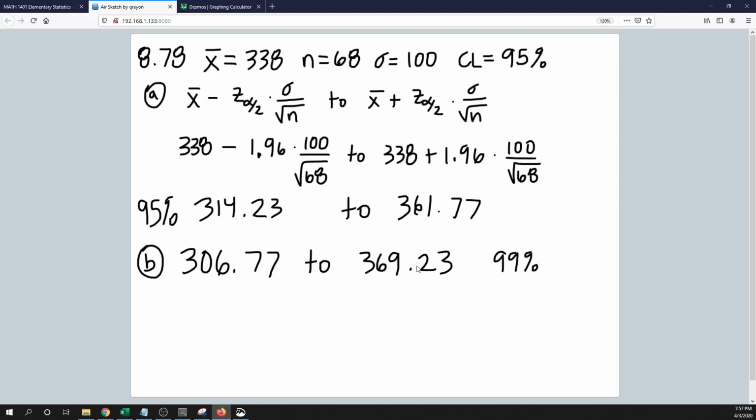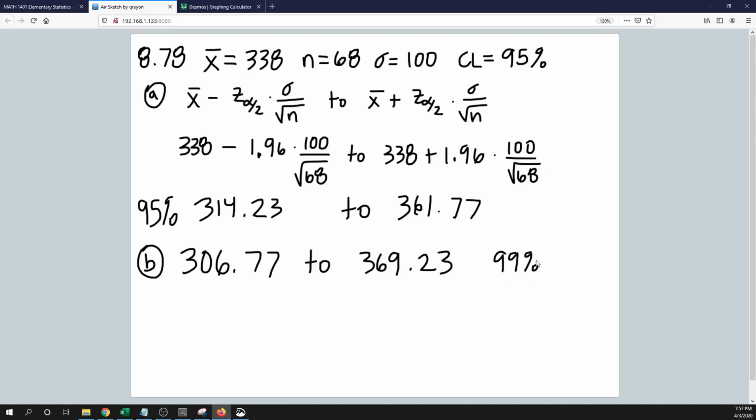All right, and so what you can see is here we raised the confidence level up. So we have a higher confidence level, but you can see that it gives you a wider interval. This number 306 is less than 314, 369 is bigger than 361. So our confidence level increased, but then the accuracy decreased from here to here, because this is going to be a wider interval, so it gives us a bigger range of numbers, so therefore it's going to be less accurate than this confidence interval.